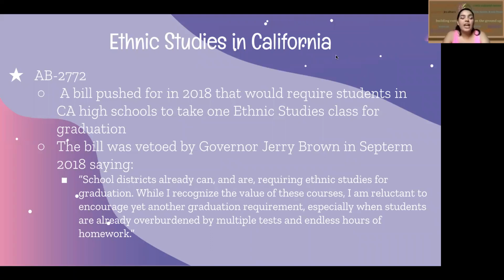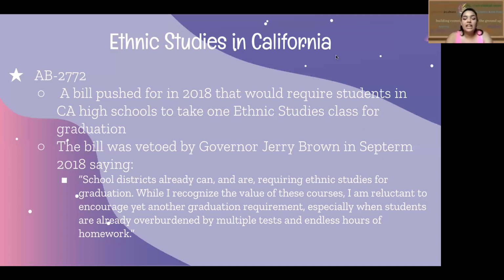So AB 2772 was a bill pushed for in 2018 that would require students in all California high schools to take one ethnic studies class for graduation. The bill was vetoed by Governor Jerry Brown in September 2018, saying, quote, "School districts already can and are requiring ethnic studies for graduation. While I recognize the value of these courses, I am reluctant to encourage yet another graduation requirement, especially when students are already overburdened by multiple tests and endless hours of homework."